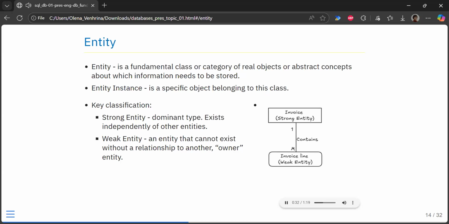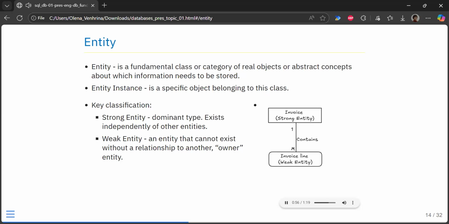This divides all entities into two types, strong and weak. Most entities are strong. Student exists on their own. Course exists on its own. They are independent and have their own unique identifier. But there are weak entities. A weak entity cannot exist without its owner entity. A classic example you see in the diagram is invoice and invoice line.